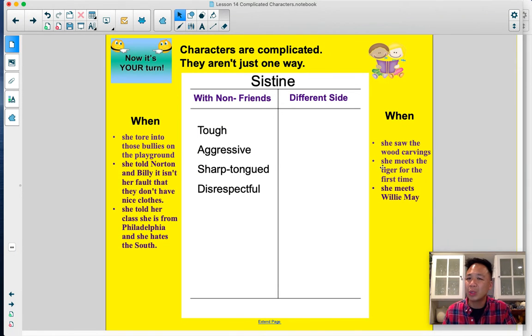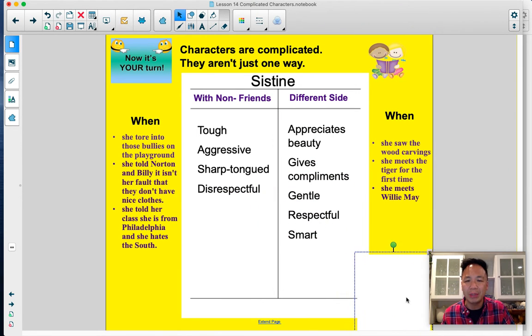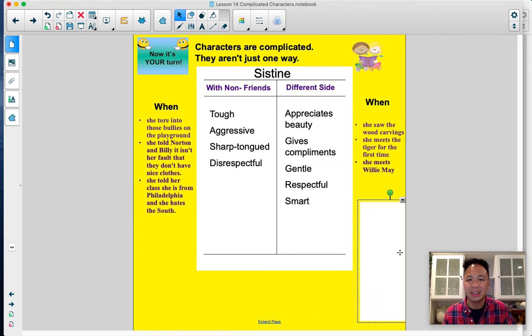Think about the way that she acts compared to what we know about her before. When she sees those wood carvings, or think about the time that she meets the tiger for the first time, or when she meets Willie May, you'll start to notice that she appreciates beauty and that she gives compliments. Like she will tell Rob that he is an artist.